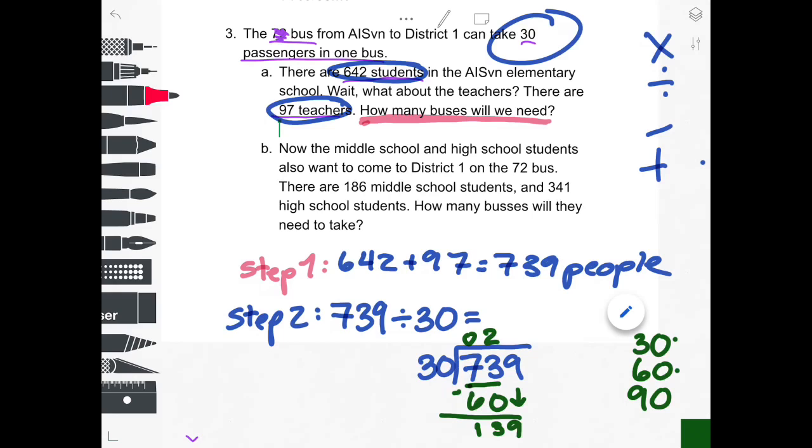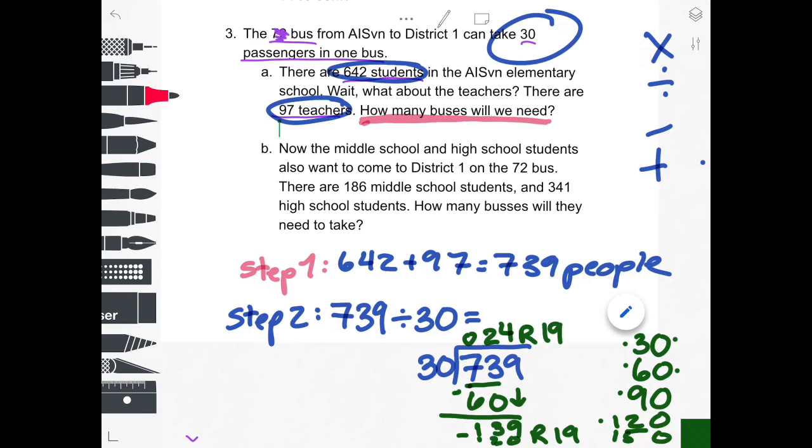Bring down the 9. Oops, so let me skip count. I'm just skip counting by 3s and adding a 0. 3, 6, 9, 12, 15. Oh, too high. So this time it would be 1, 2, 3, 4. 4 times 30 equals 120, minus that, and we have a remainder 19.